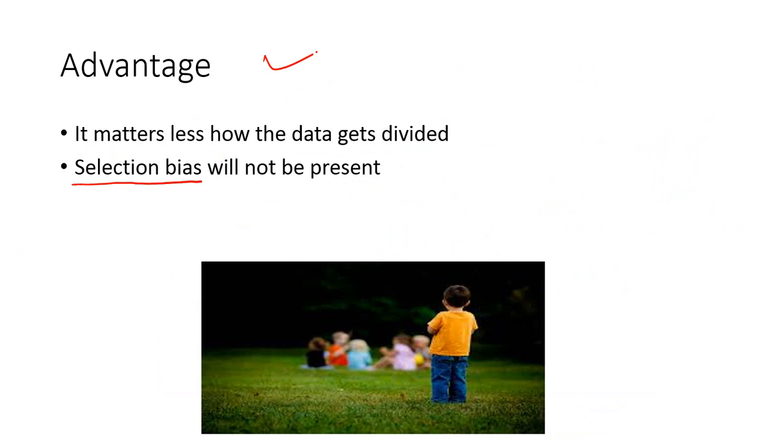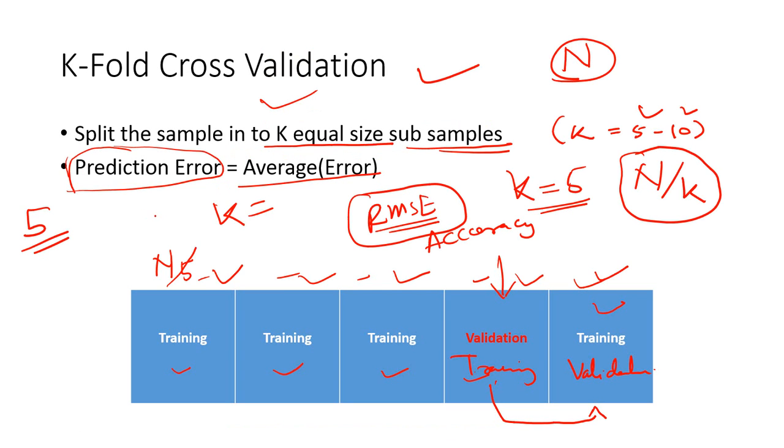The advantage of this particular method of cross validation is that it doesn't matter how the data gets divided. Remember, in the hold out sample cross validation, we had the problem of how we split the sample. If you change the splitting pattern, you probably get a different result or different prediction error. But in k-fold cross validation, it doesn't matter much. So that selection bias will not be present. Why is it so? So let's go back and understand why is it so.